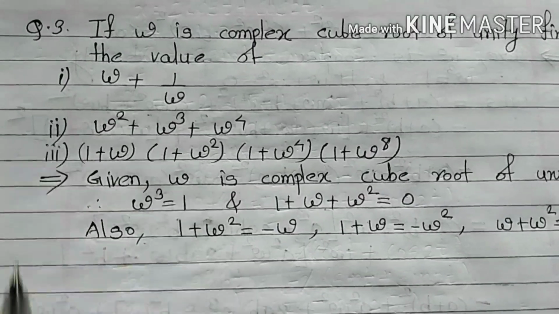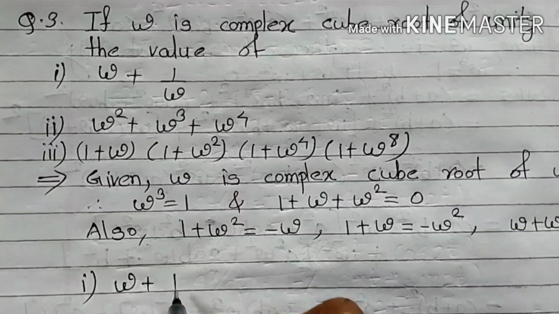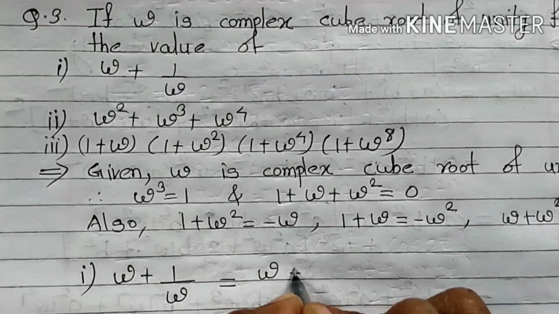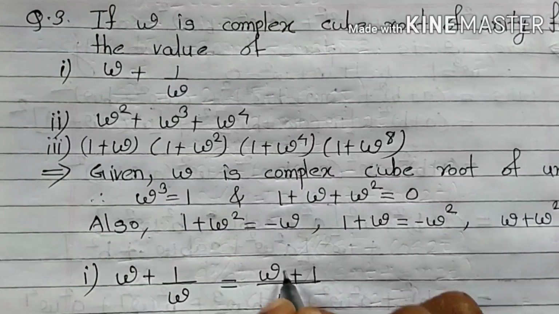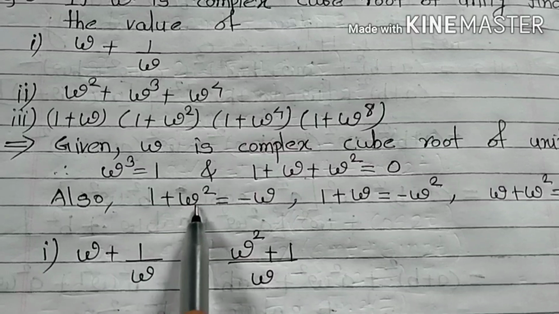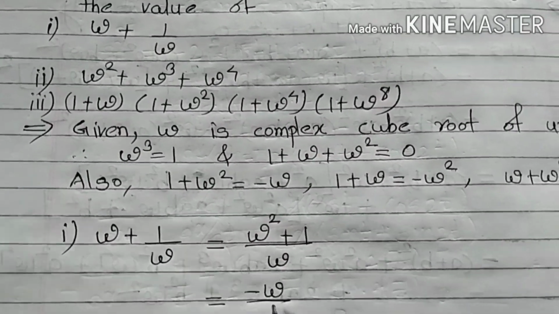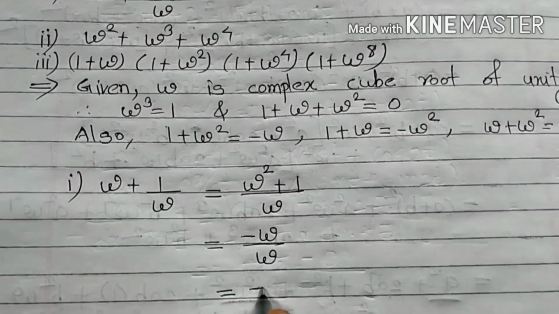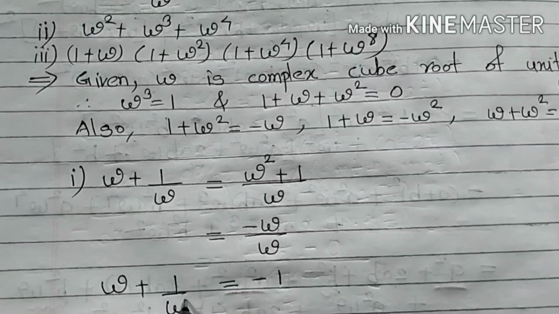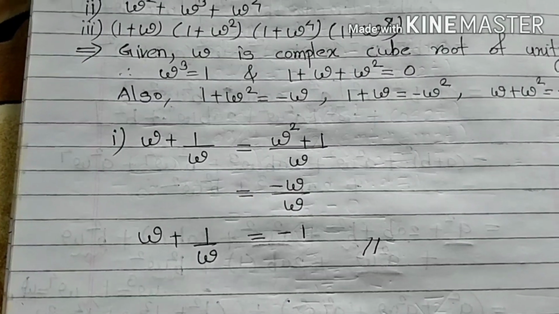Now we have to find first. So write first (omega plus 1) upon omega, which is equal to, cross multiply, so omega plus 1, sorry, it is square. But we know that 1 plus omega square is equal to minus omega. So it is minus omega upon omega, which is equal to minus 1. So the value of (omega plus 1) upon omega is minus 1. So this is the answer of first.